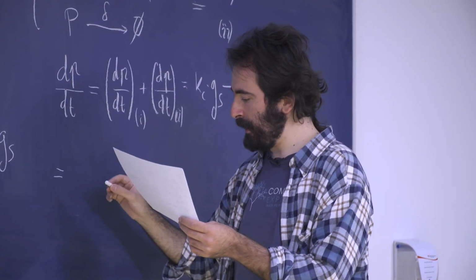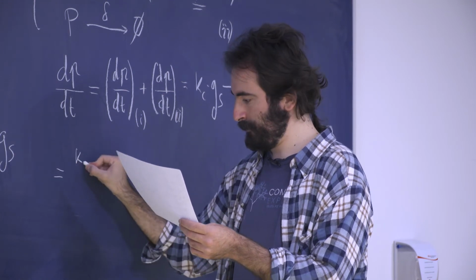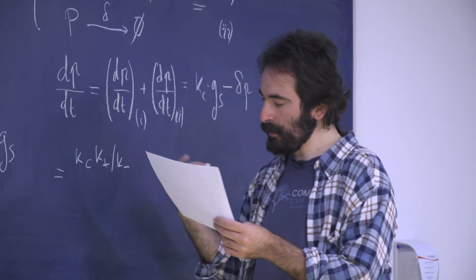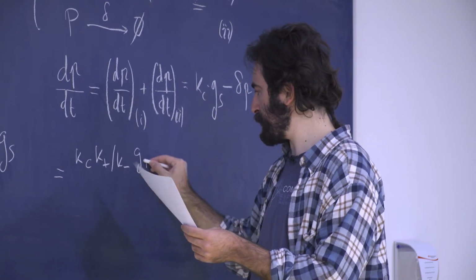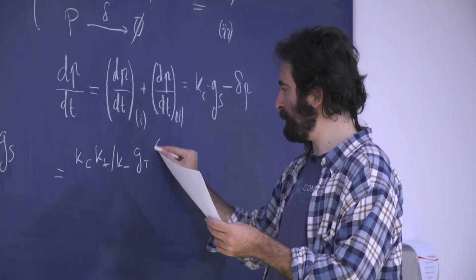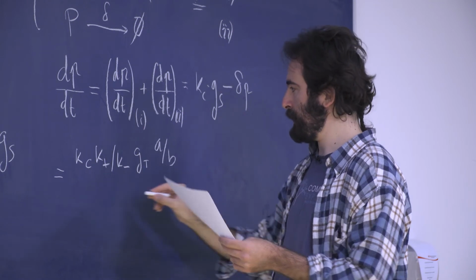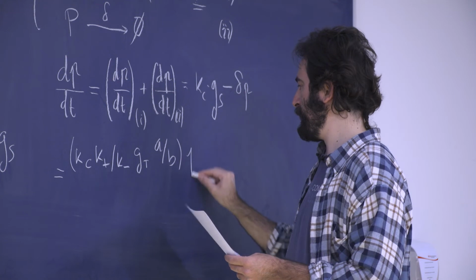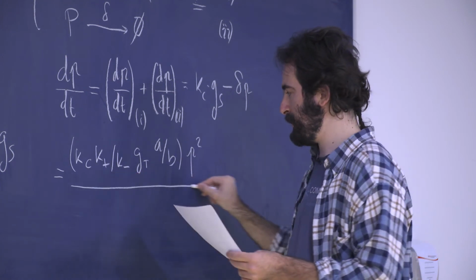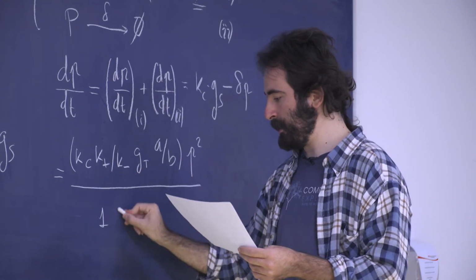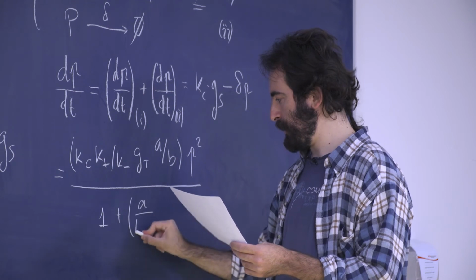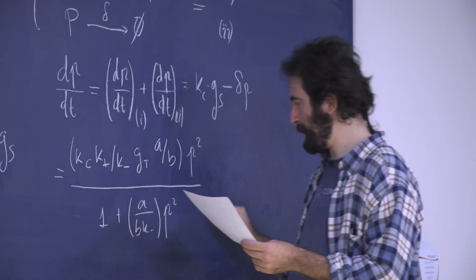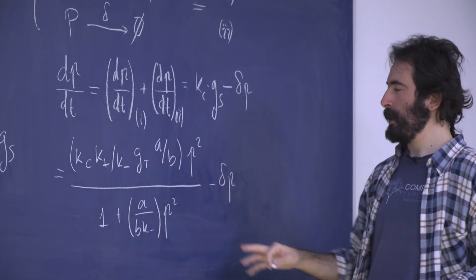I'm going to write it in a very interesting way. I'm doing some algebra here, but I want you folks to do it at home as well. Okay, I get all of these different constants. I'm going to put parentheses here. Then I get P squared. And then in the denominator, I get 1 plus A over B K minus P squared, minus delta P.